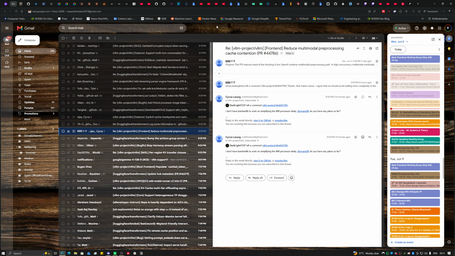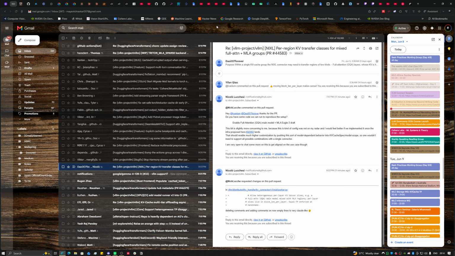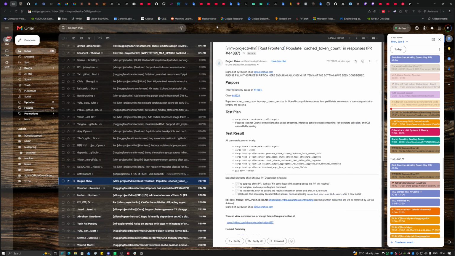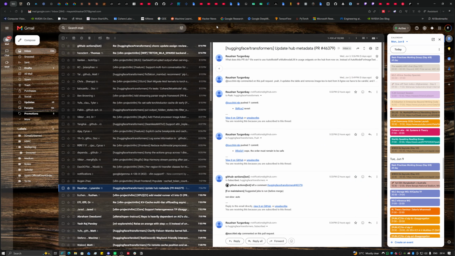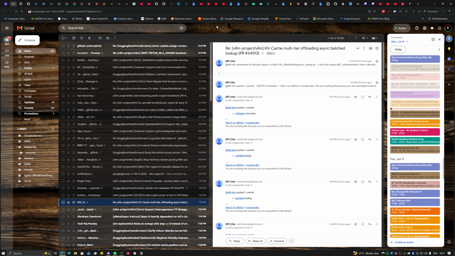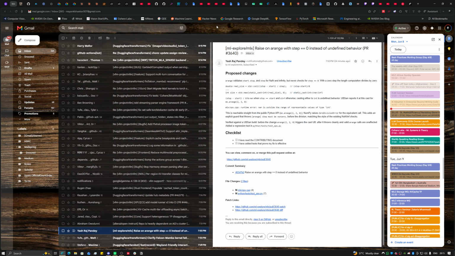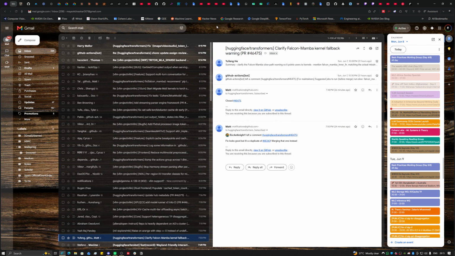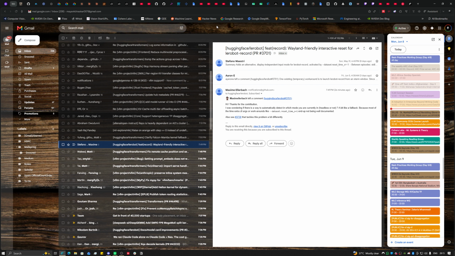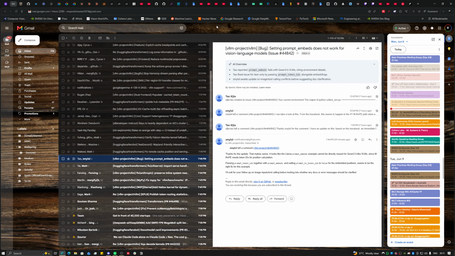Reduce multimodal processing cache contention, transfer classes for mixed full attention, update hub metadata, and model runner V2, KV cache multi-tier offloading single batch lookup, support heterogeneous TP disaggregated inference, dependent on AI clusters, Falcon Mamba kernel for backbone, Wayland friendly, interactive reset for report, exit report, cache positioning, some imports.